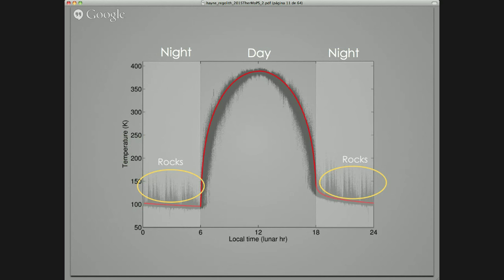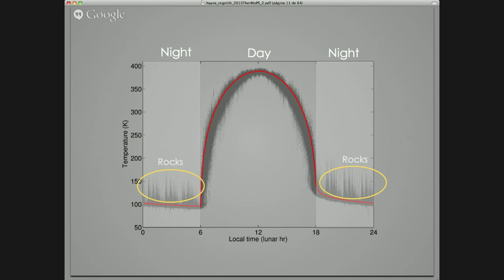But the spikes and their distance off of this model curve are real, and this is showing you warm rocks at night. So the nighttime regolith temperatures, again, drop down below 100 Kelvin. Rocks remain warm due to their high thermal inertia. So we can use these data points to constrain the surface rock abundance.